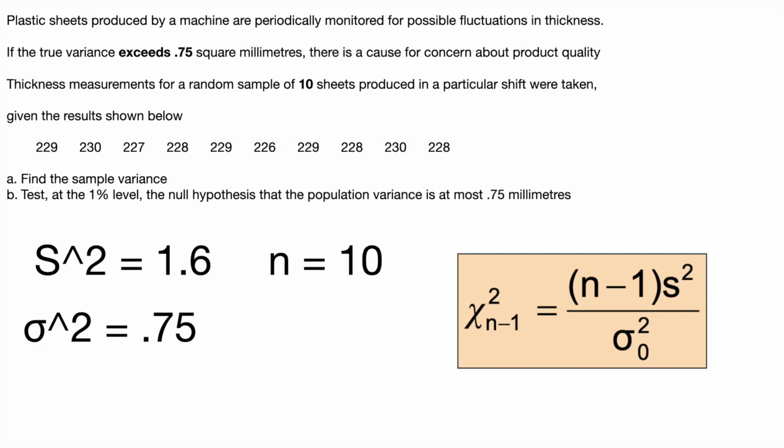Plastic sheets produced by a machine are periodically monitored for possible fluctuations in thickness. If the true variance exceeds 0.75 square millimeters, there is cause for concern about product quality. Thickness measurements for a random sample of 10 sheets produced in a particular shift were taken. Given the results shown below, which is our thickness measurement, of which we have 10, we want to find the sample variance, and we want to test at the 1% significance level that the population variance is at most 0.75 millimeters.